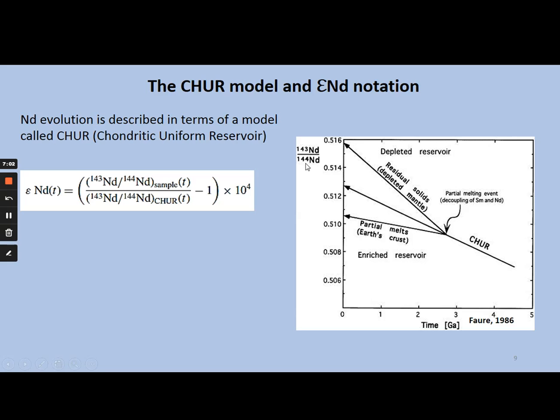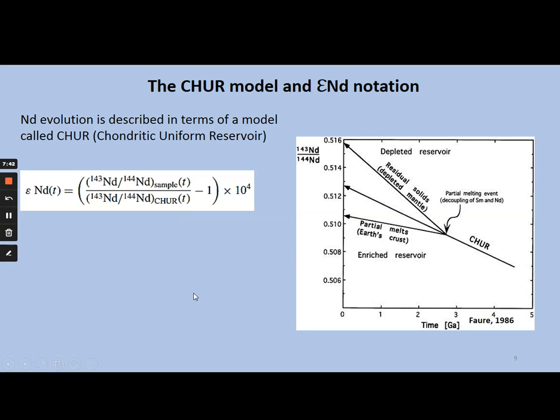So on this graph, we have the neodymium 143/144 ratio over time. We usually use the epsilon neodymium notation instead of the neodymium ratio because it is easier to use. This epsilon neodymium represents the deviation from the CHUR for any sample at any given time, and these deviations are small, so when we write them in parts per 10,000 it is easier. For the CHUR itself, the epsilon neodymium will be equal to 0 because if we replace the sample by CHUR here, we will get 0.